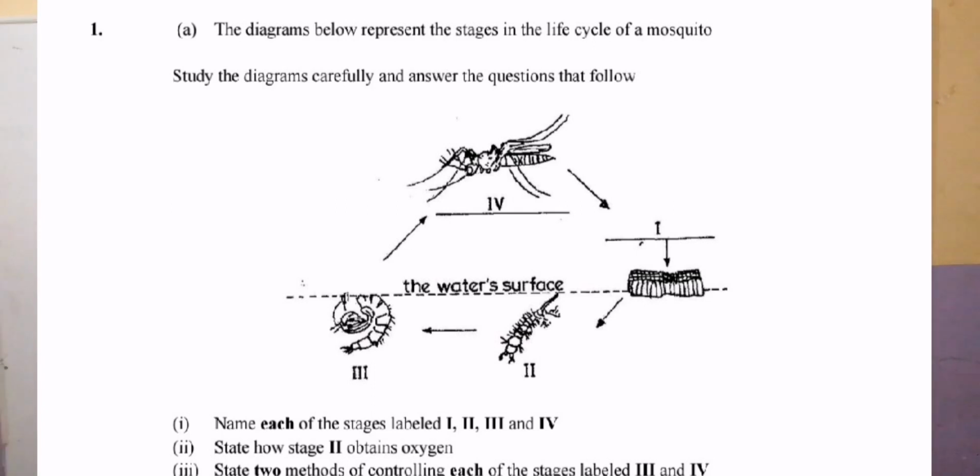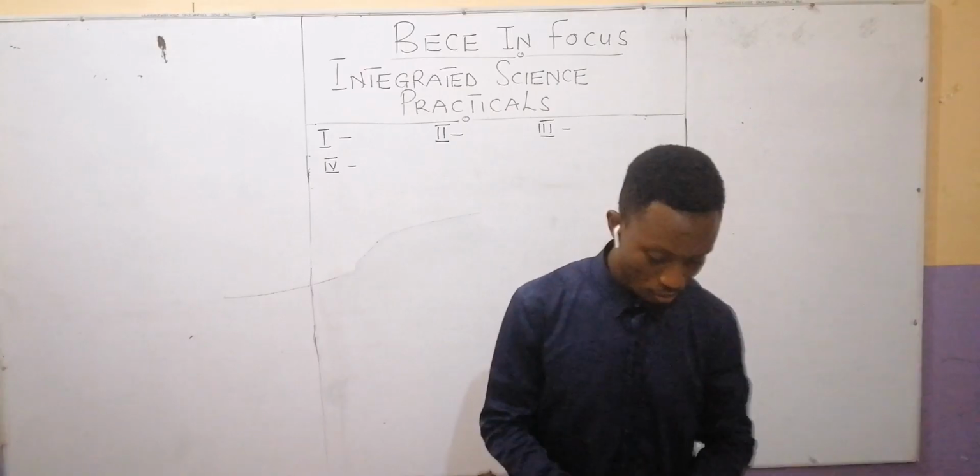So the next practical. The diagram below represents the stages in the life cycle of a mosquito. Now study the diagrams carefully and answer the questions that follow. It says we should name each of the stages labeled I, II, III, and IV. The life cycle of a mosquito.